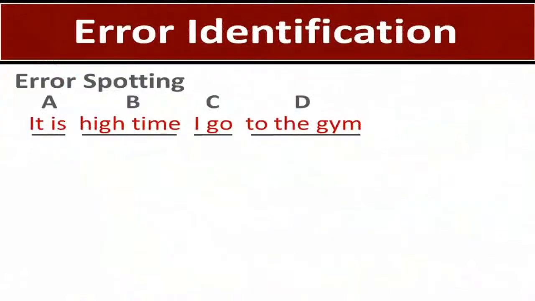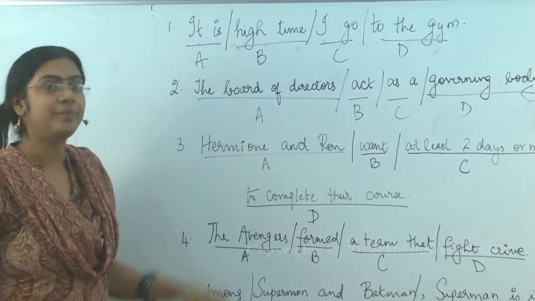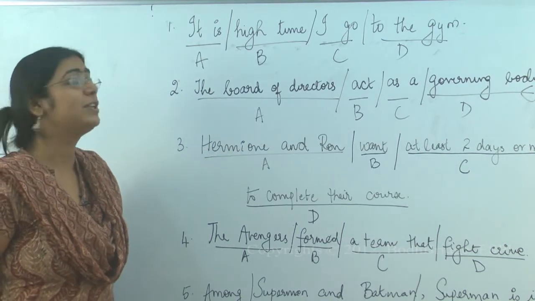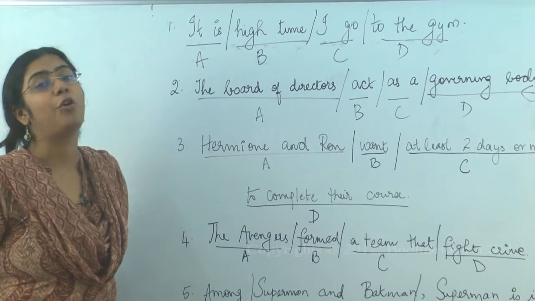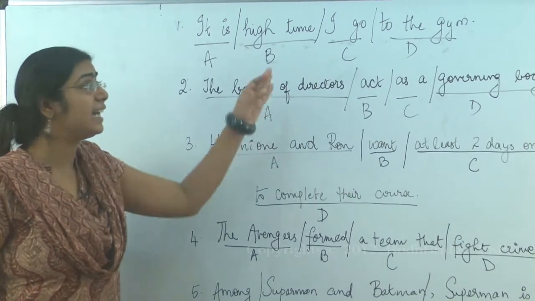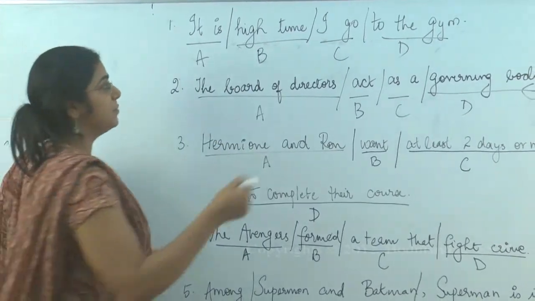This sentence, it is high time I go to the gym. Quite often, people make a mistake here and they don't realize that they are indeed making a mistake. Whenever you say high time, it is followed by past tense and not present tense. It is high time I went to the gym, it must be, and not I go to the gym.